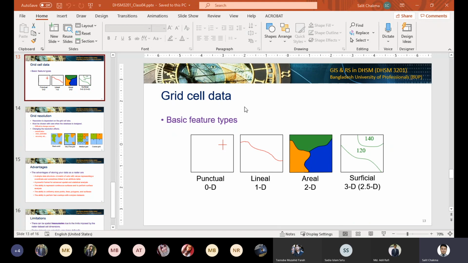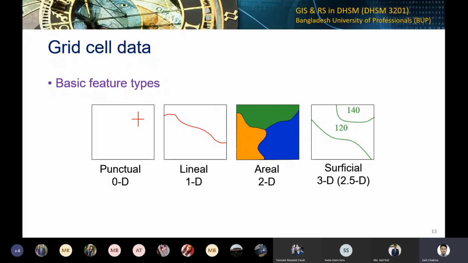So last week we were discussing the basic feature types, how many feature types there are in GIS for both raster and vector. And then we realized that there are four feature types, and don't mix it up with data types. So data types and feature types, these two are different.